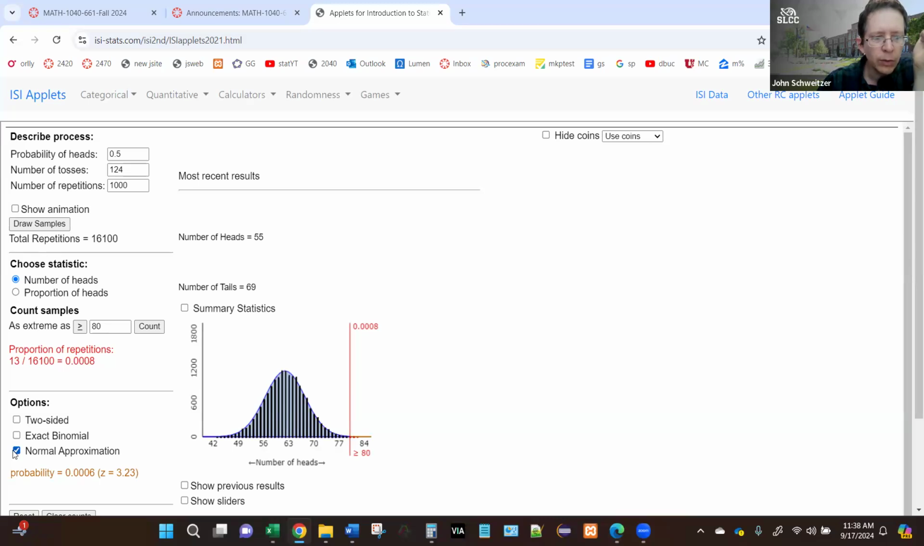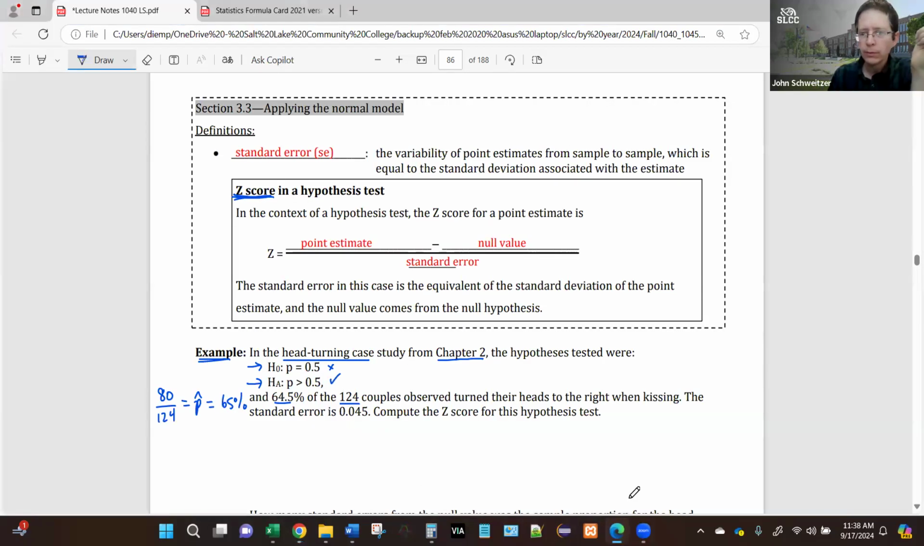So here's what we're going to do in chapter 3 and afterwards. Instead of counting dots in the randomization applet and seeing what proportion of dots are greater than p hat, we're going to see what proportion of the normal distribution is beyond p hat. So it's a very similar idea. Okay, so what's our p-value here? The p-value is 0.0008. Let's just write that down.